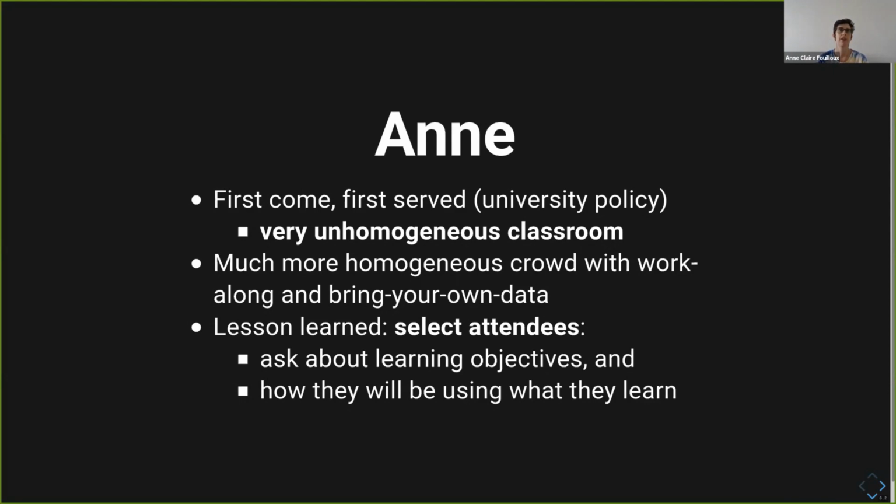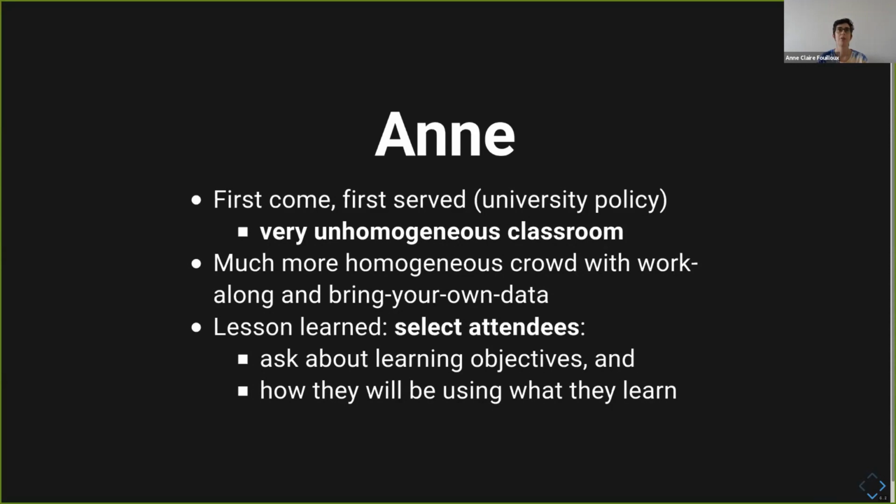So we found out that having some follow-up with study groups or bring-your-own-data sessions was a way to invite more homogeneous learners to collaborate together, mostly because they come with an objective and they know what they want to achieve. So that was one of the lessons learned for us.